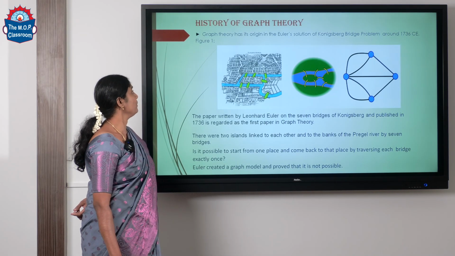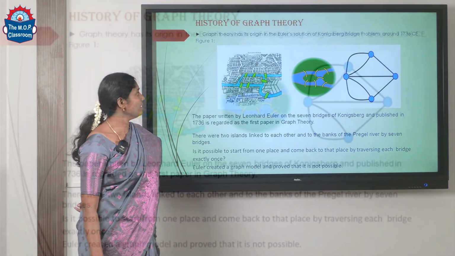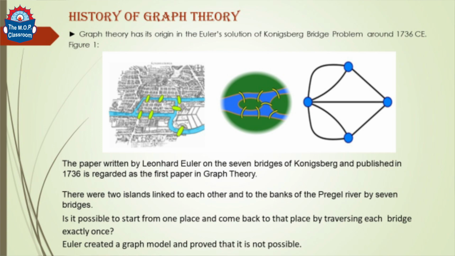Let us begin the session with the history of graph theory. The history of graph theory has its origin in Euler's solution of the Königsberg Bridge problem, which happened in the year 1736. Earlier, there was a Pregel river which was connecting two islands and the two river cities. There were two islands linked to each other, and to the banks of the cities there was a river called the Pregel river which connects the 7 bridges.